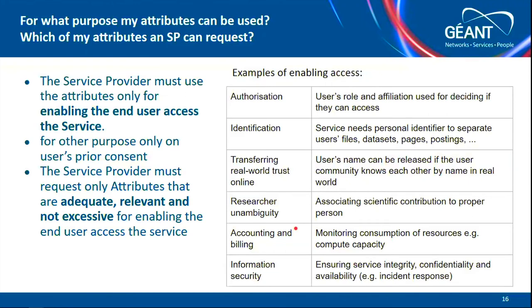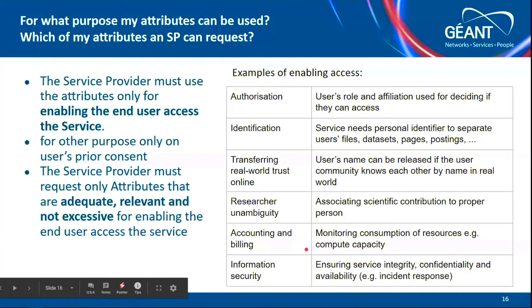Accounting and billing is enabling access, for instance, if the researcher is using cloud capacity in an academic cloud and they have a certain amount of CPU hours, or whatever CPU units the cloud is using. So releasing and using the attributes for enabling access to accounting is enabling access. And finally, managing information security, for instance, incident response, is also enabling users to access the services. So this is how the purpose of processing and data minimization is approached in the code of conduct.